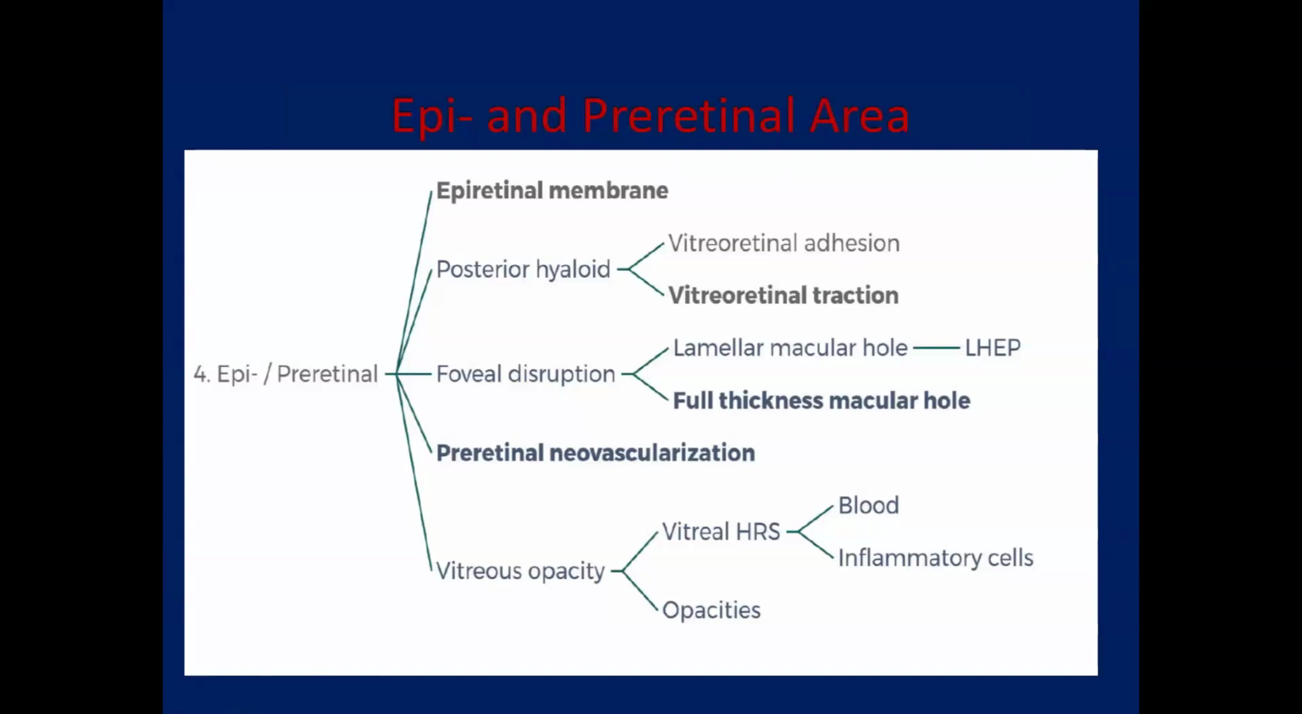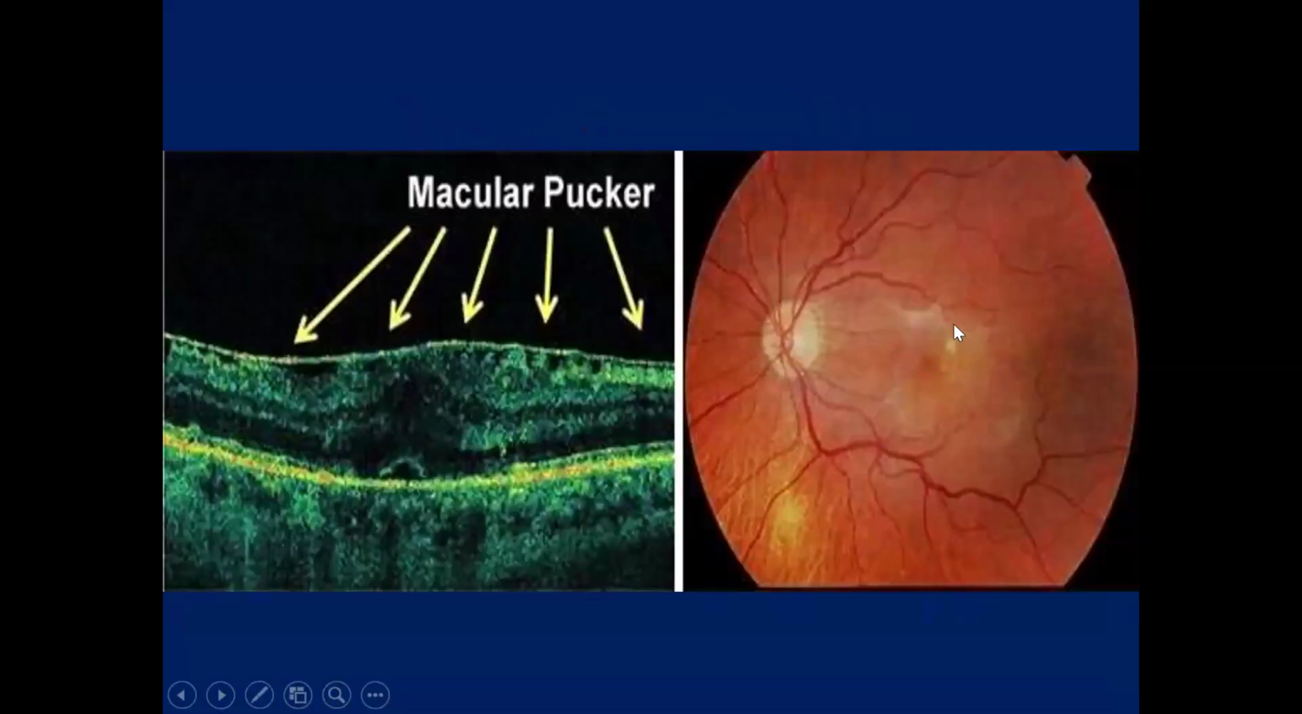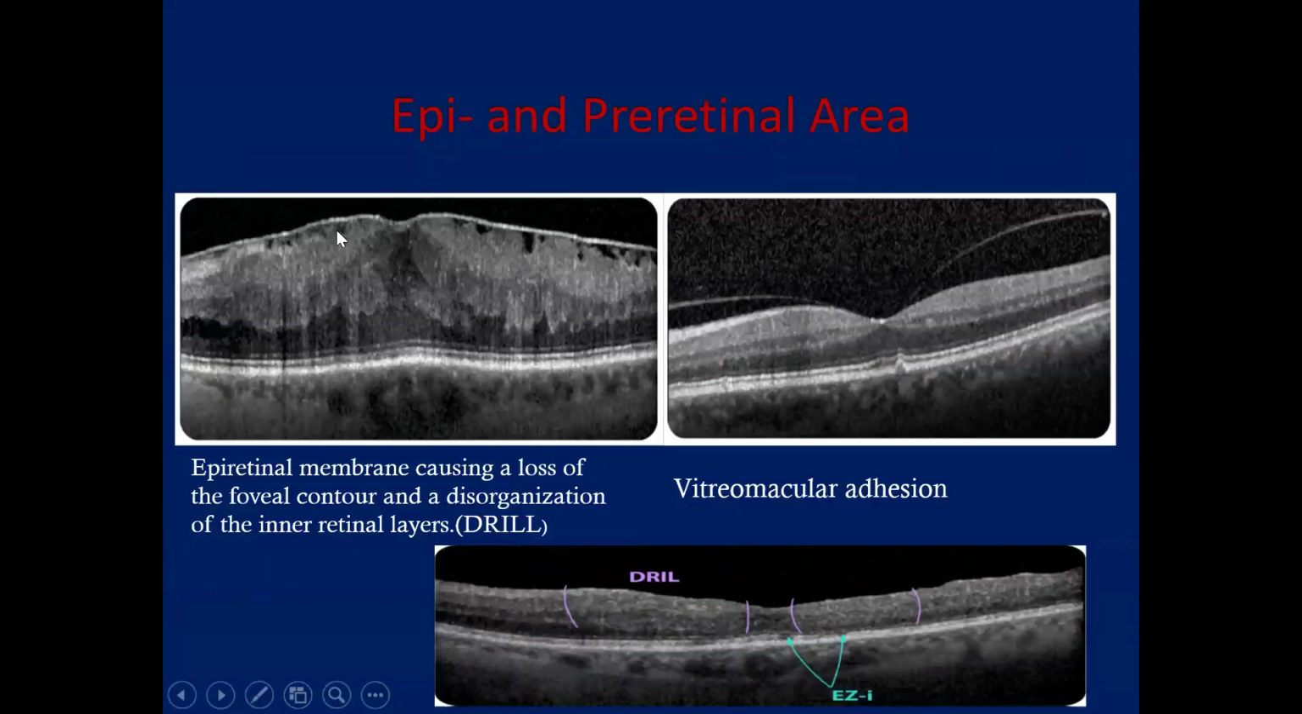The other problem you might find is at the epiretinal or preretinal area. There, you might have a preretinal membrane, posterior hyaloid separation or traction, foveal disruption, or preretinal neovascularization. Sometimes vitreous opacity can be appreciated. This patient has a macular pucker. You can appreciate on OCT a membrane with traction effect and subretinal fluid, where the nerve fiber layers are not well appreciated. So this is a periretinal membrane.